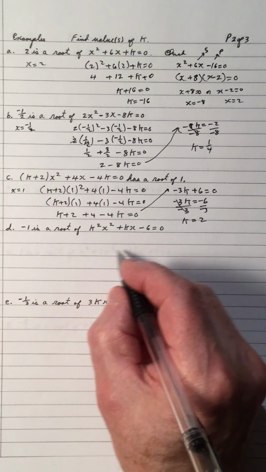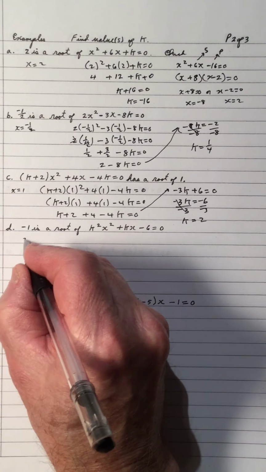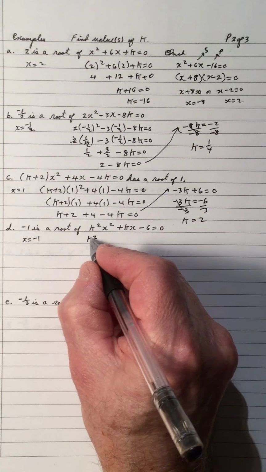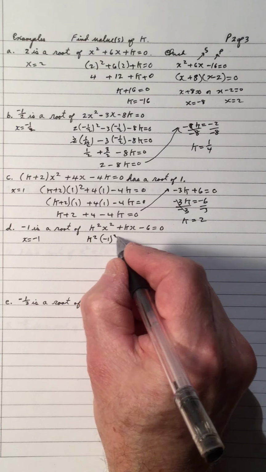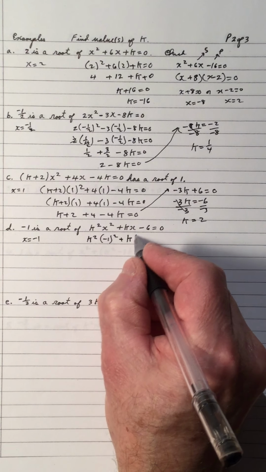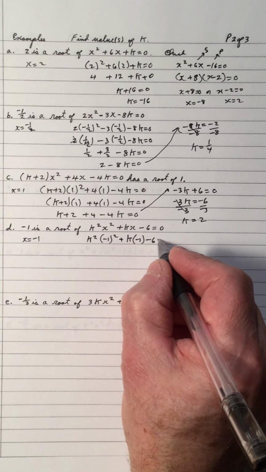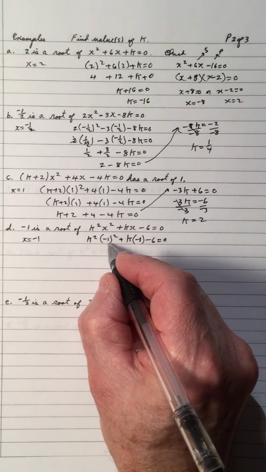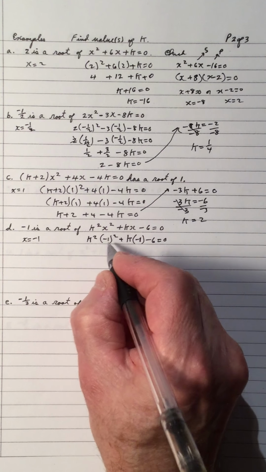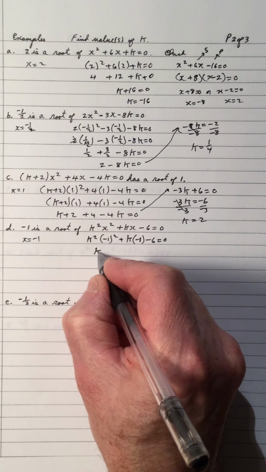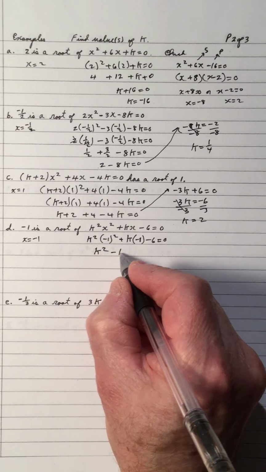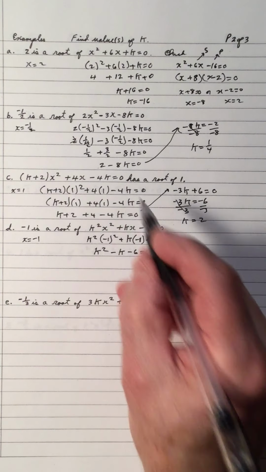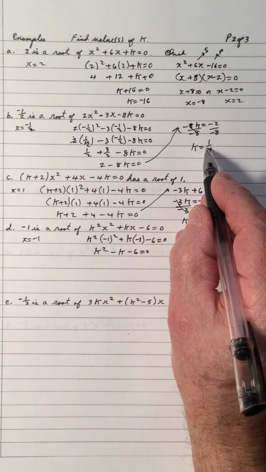D, negative 1 is the root of this equation, so that means x equals negative 1. So we'll sub negative 1 in the place of x. Remember, if it's a root, it makes the equation true. So we do the powers first, so negative 1 squared is 1, so that's k squared minus k minus 6 equals 0.